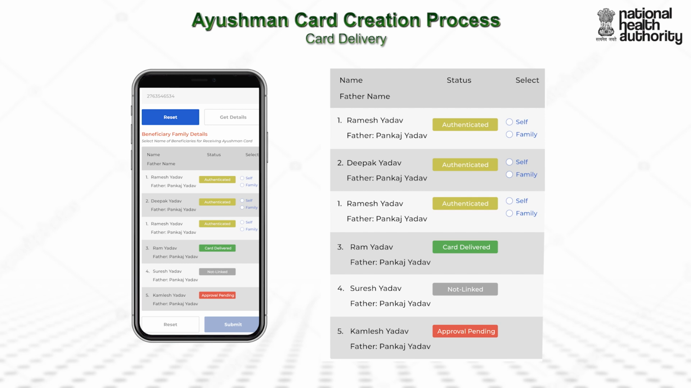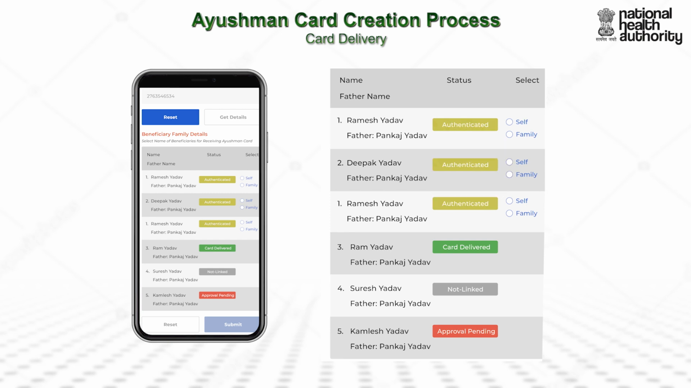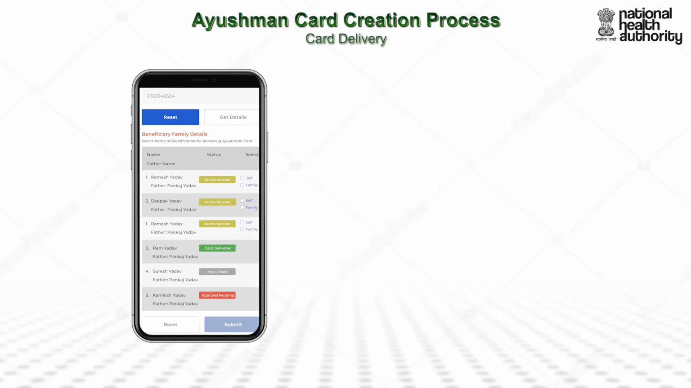Please note, here only cards for those beneficiaries can be delivered whose eKYC has been approved and the card status is shown as authenticated in the light yellow color, but the card has not been delivered. There is a special arrangement in this app that any member of the family can collect the cards of other members of his or her family.